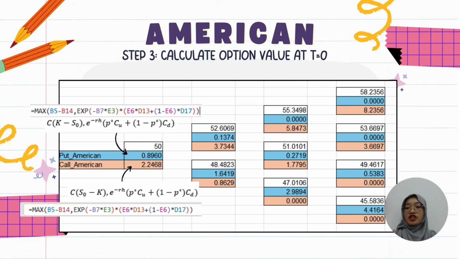Lastly, we need to fill up the tree by calculating the other nodes. To calculate the American put, we use this formula in Excel: exponential of negative risk-free rate multiplied by H, and multiplied by each upper and downward value with the probability. It is the same for the American call. Just to remember, for the put the payoff is K minus S naught, while for the American call it is S naught minus K. However, for the American option, we need to include the maximum of all the formulas, meaning we take the maximum value for every node in the tree.